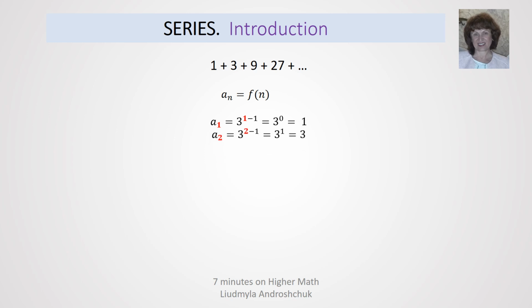A sub 2, index 2, minus 1, it's 3 to the power 1, just 3. And next, a sub 3. In the same way, 3 squared equals 9. And the fourth term, it's 3 to the power 4 minus 1, because index 4, equals 3 cubed, and equals 27. So what is the general term? The general term a sub n equals 3 to the power n minus 1.